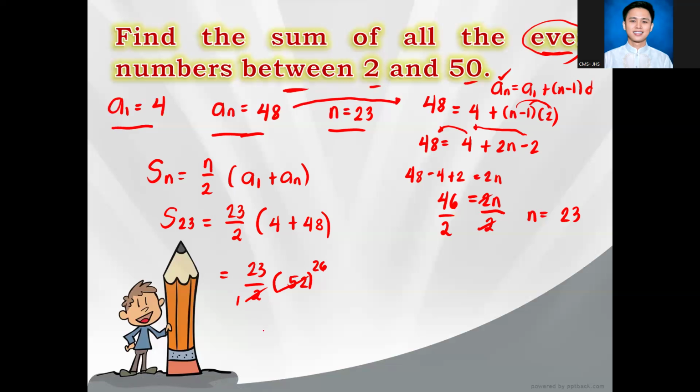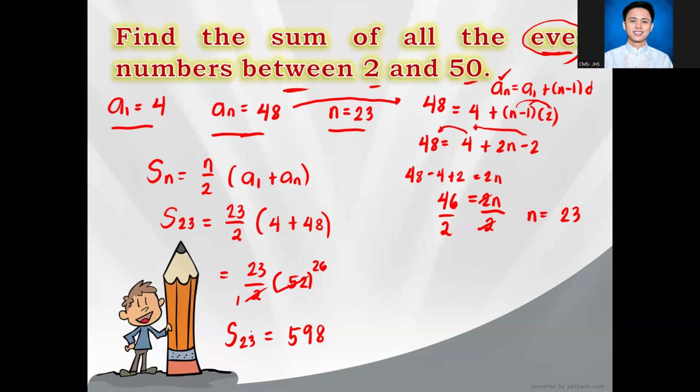So multiplying 23 and 26 will give us 598. Therefore, if we add all the even numbers between 2 and 50, we will get 598 as the sum. Okay? The sum of the 23 even numbers between 2 and 50. So if you add 4, 6, 8, 10, 12, 14, 16, up to 48, you'll get 598 as the sum.